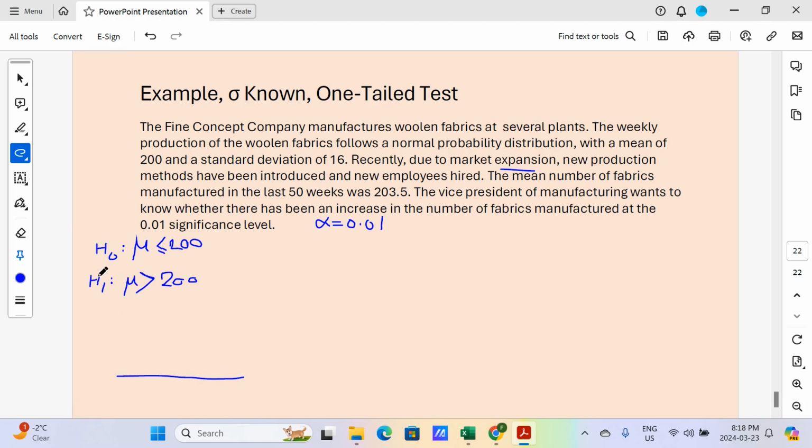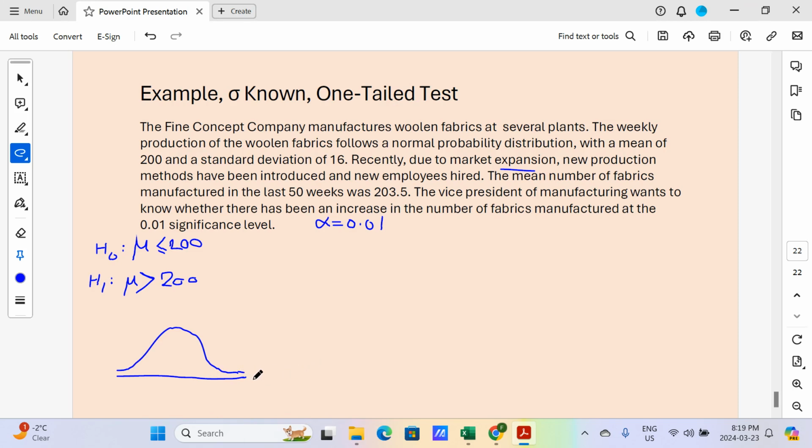If H1 says mu is less than 200, then the tail is on the left side. The rejection region is on the left side. It's an easy way to find if the rejection region is on the right side or on the left side.